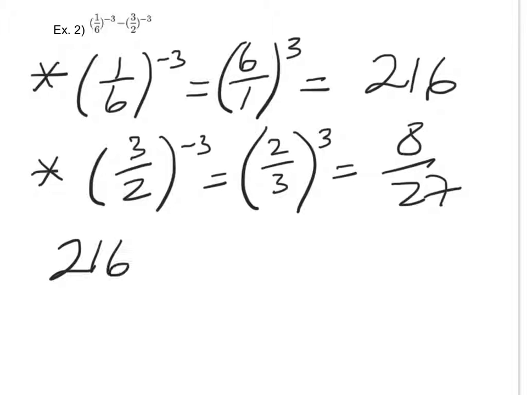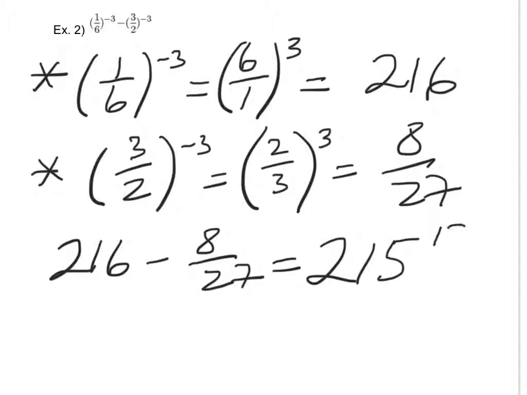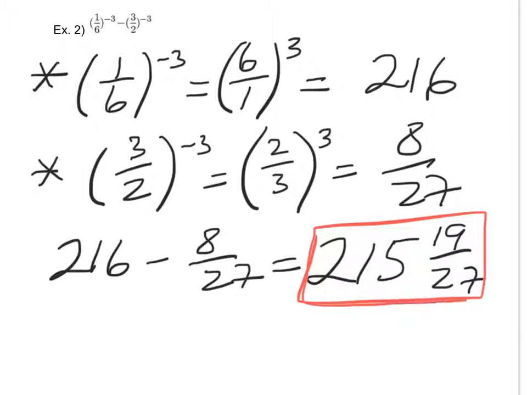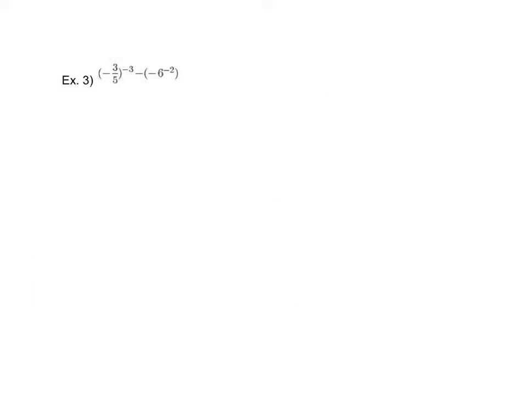Now you subtract them. So you have 216 minus 8/27. Okay? And if you know how to subtract fractions, well, that's going to be 215 and 19/27. Okay? This is something we might need to review with some of you in class, just to be sure. But realistically, if you get as far as here, you've done most of the work. Okay? The last one, let's have a look at this here really quickly.